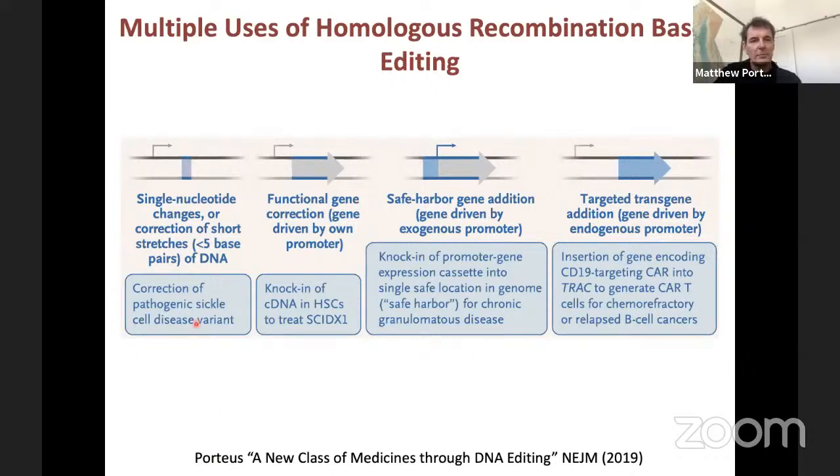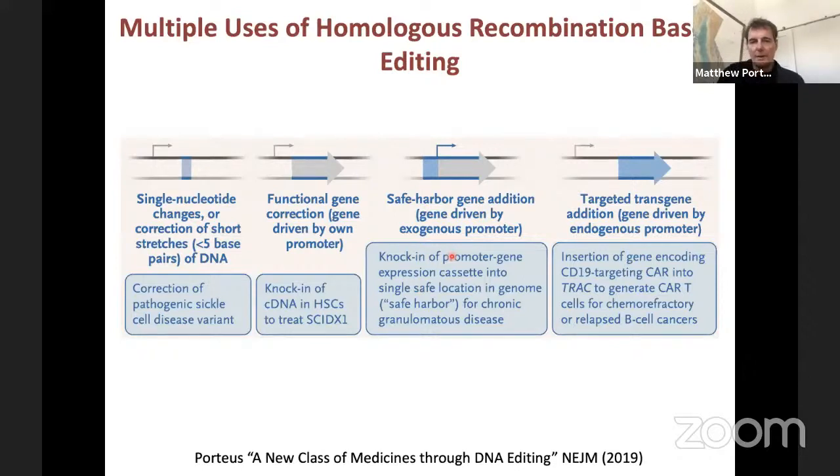The first is to simply make a single nucleotide or a small number of nucleotide changes to correct an underlying pathologic variant. One can think about, and what I won't talk about, is knocking a wild type copy of a gene back into its own gene, so it is regulated and expressed under the control of its own promoter. A third use is to use what we call a safe harbor approach, in which a location in the genome is identified that if an expression cassette containing a promoter and a gene is knocked into it, it will have very little perturbation on the cellular function, except that the cell will now express that gene.